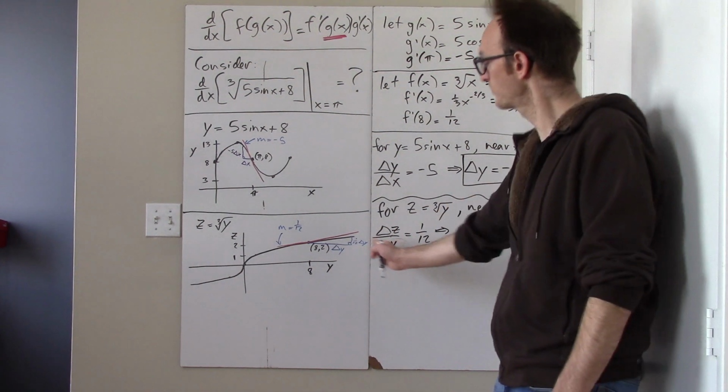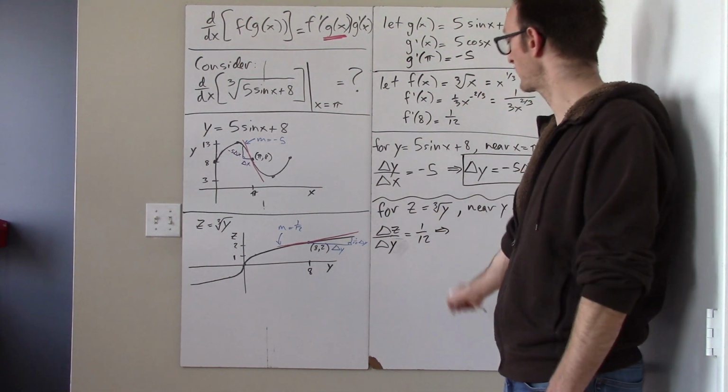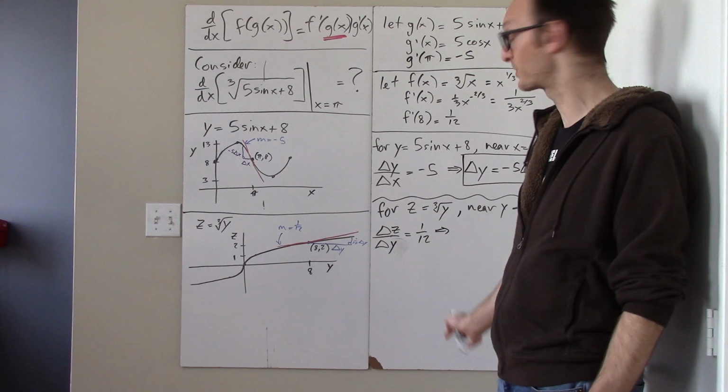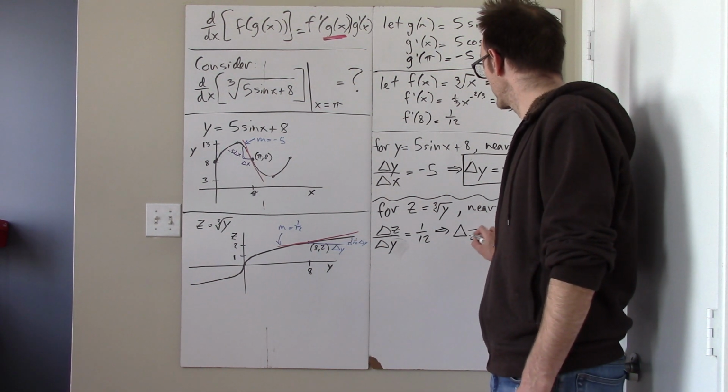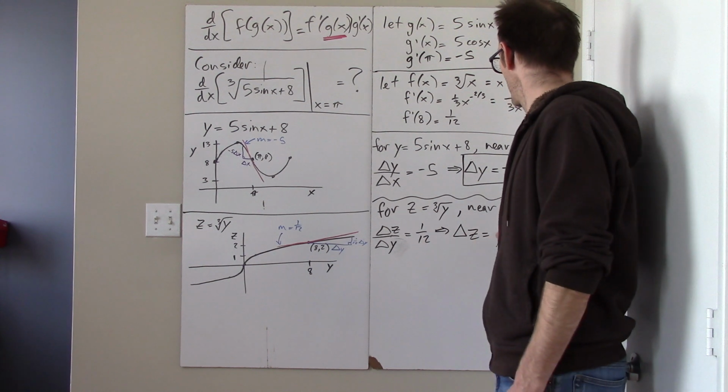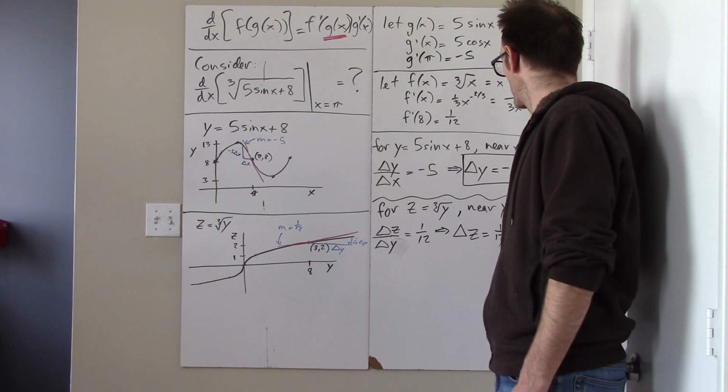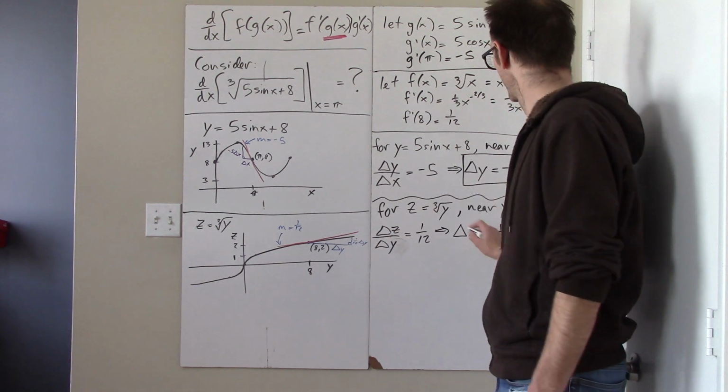The change in the function with respect to the change in the input is 1/12. That's what it means for the slope of that tangent line to be 1/12. Then, what that's really telling me is that delta z is just going to be 1/12 of that delta y. That's what's on my picture.